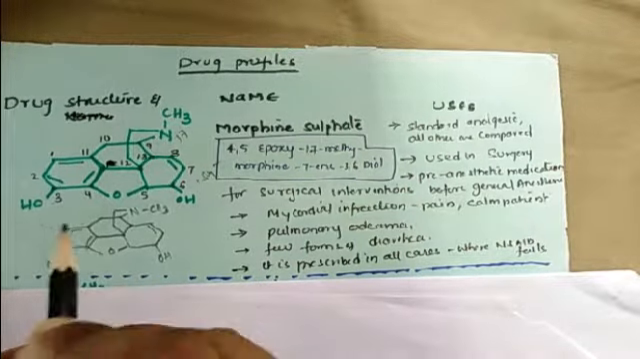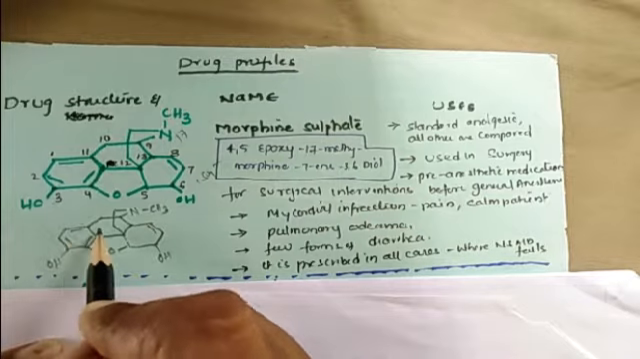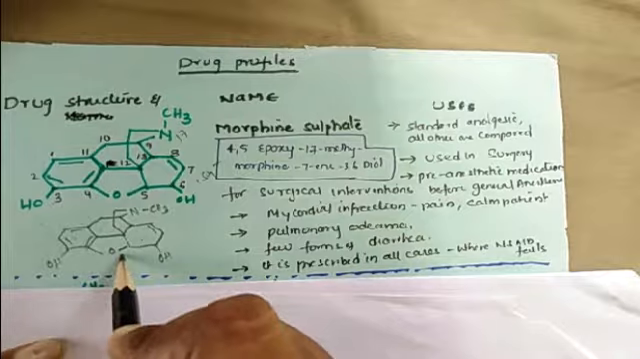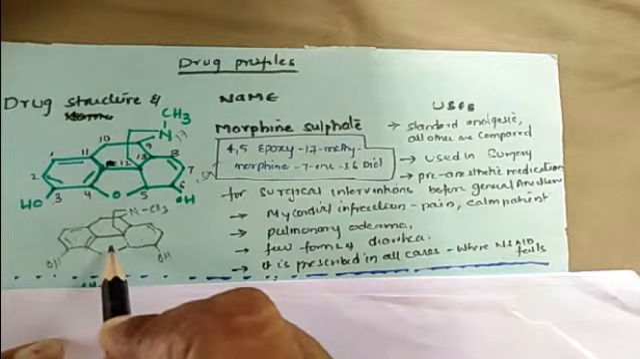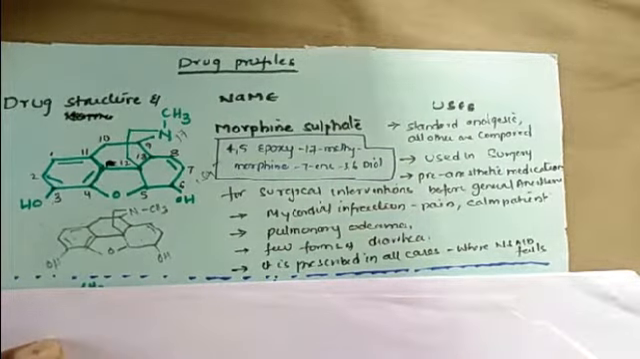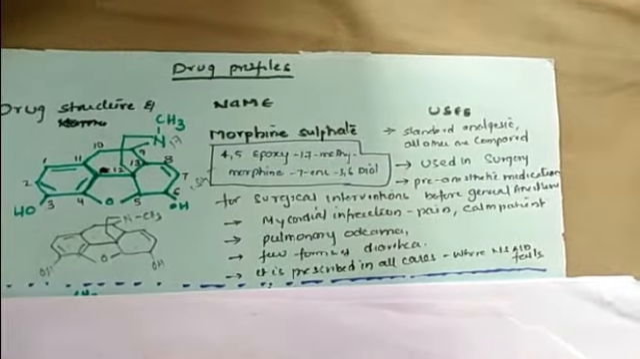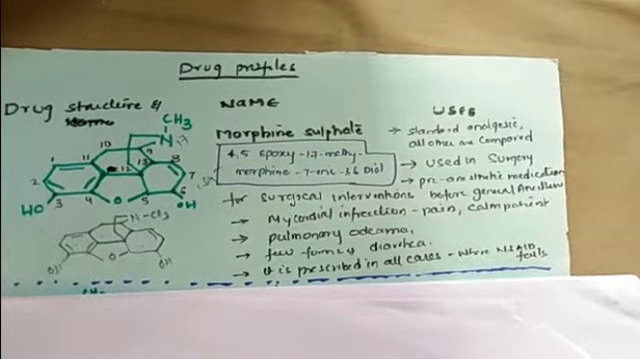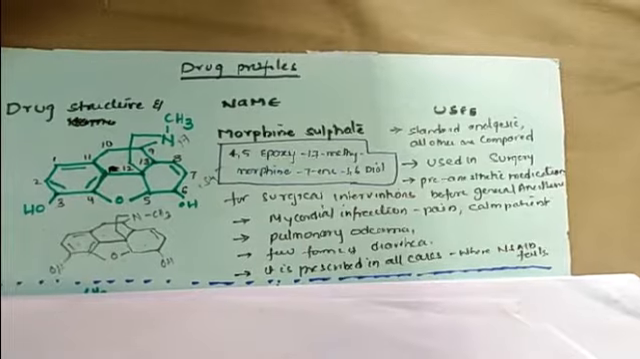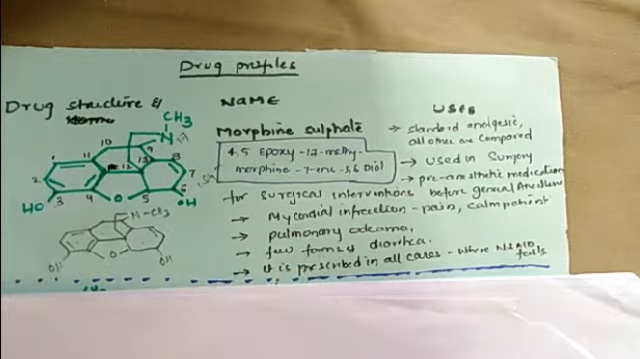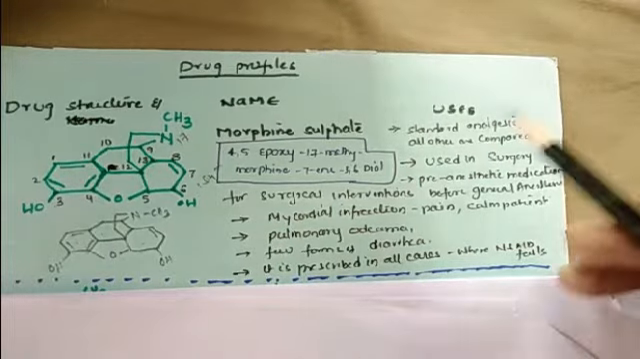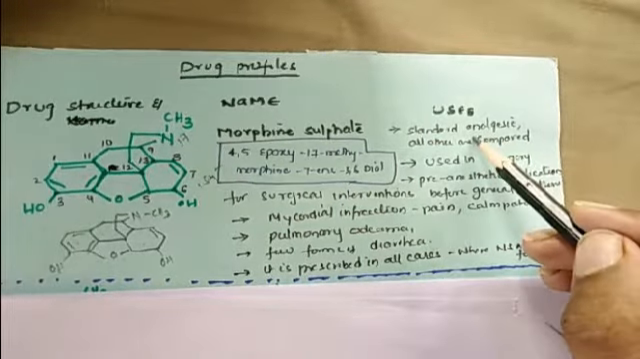Like that, first draw the benzene ring, followed by one cyclohexane ring, then the second cyclohexane ring, and complete this fifth ring. Then this ring. Like this you have to draw the structure of morphine. For easy understanding, and to make the video shorter, I have already drawn all the drug structures. Coming to the use of morphine, it is a standard analgesic.